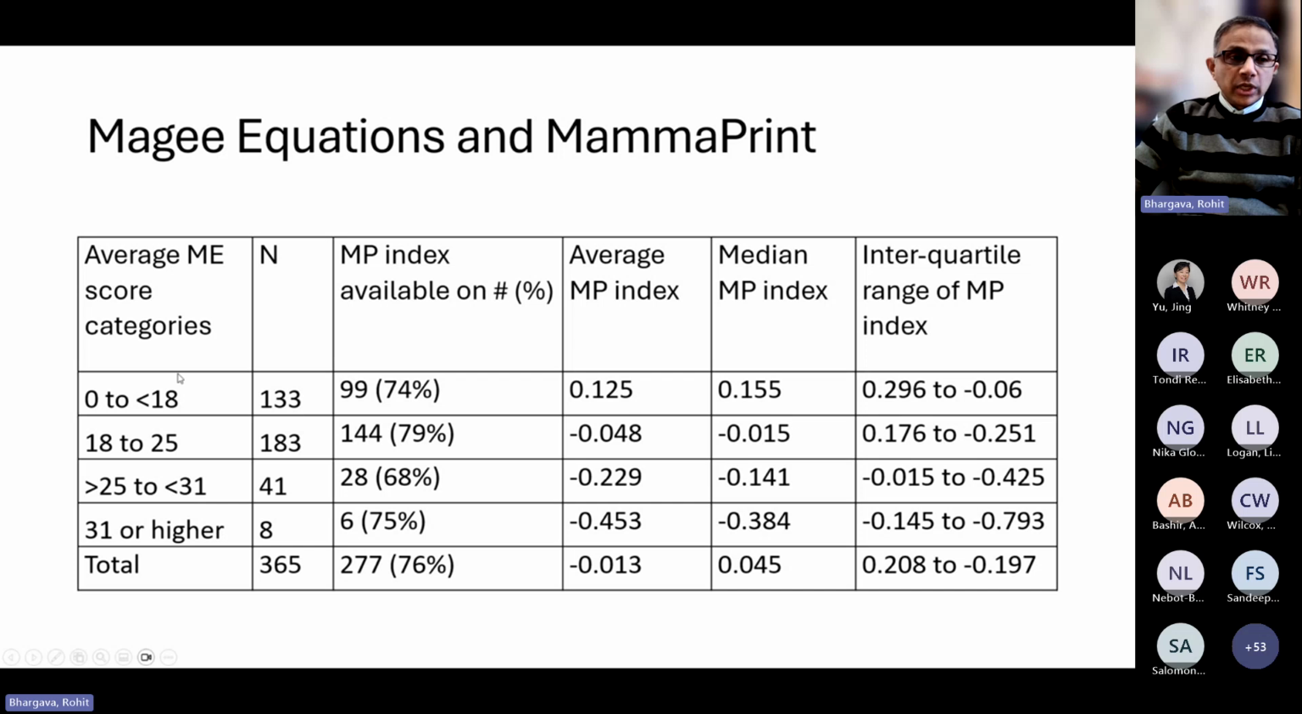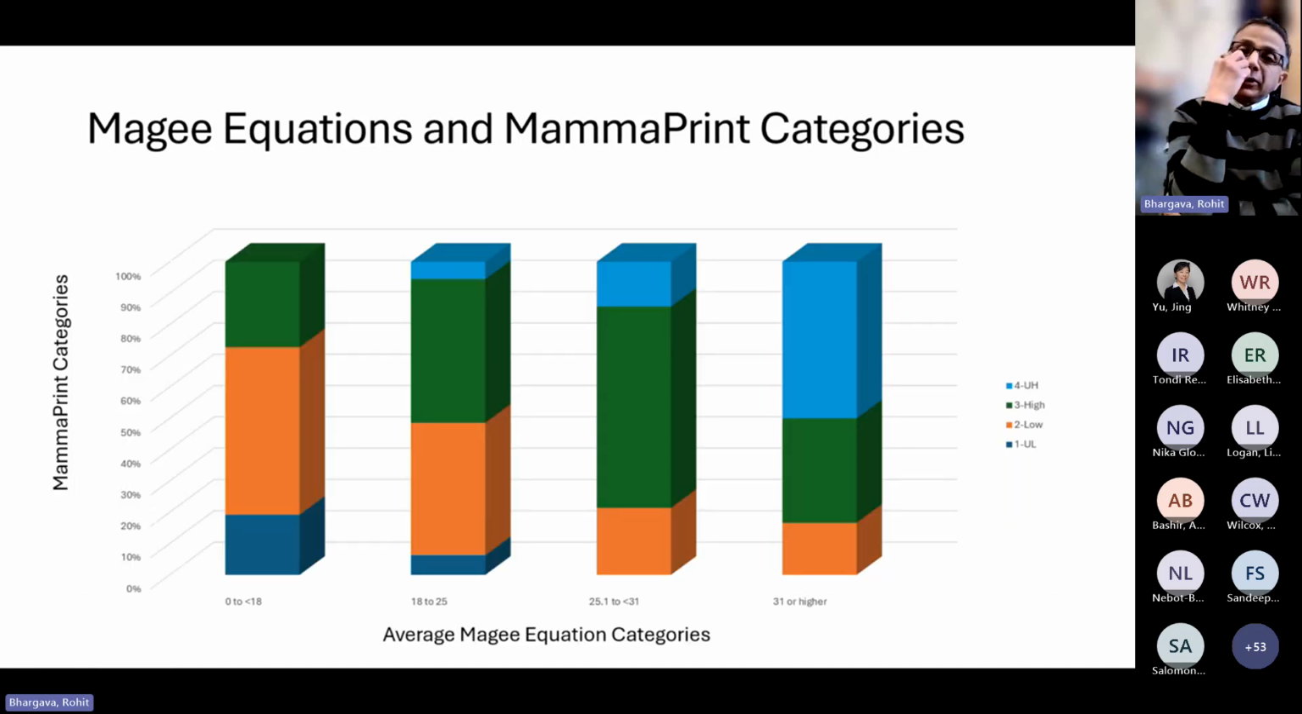Greater than 25, less than 31, the ME score goes into the negative category. That means MP is in the high risk. And then 31 or higher, obviously it starts going closer to -1. And the interquartile range, you will see, is -0.7. So there is a correlation. And if you look at different categories, this is how they separate out. When Magee equation scores are 0 to less than 18, you do not see ultra high risk cases. They only start to appear when the Magee equation goes to 18 to 25 and significantly increase when Magee equation scores are 31 or higher.